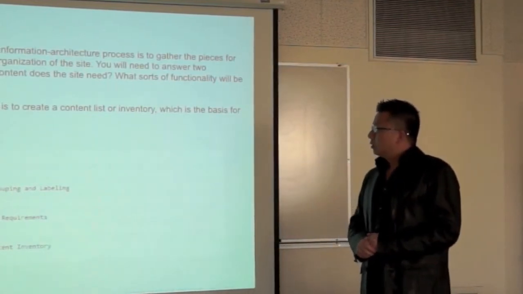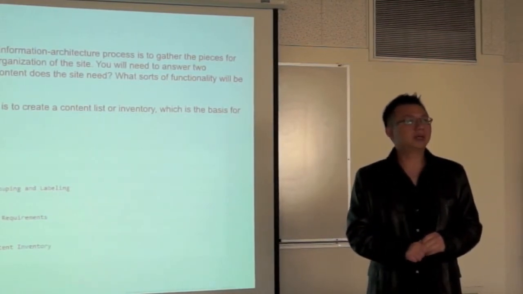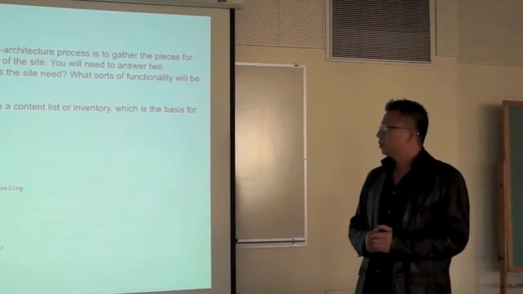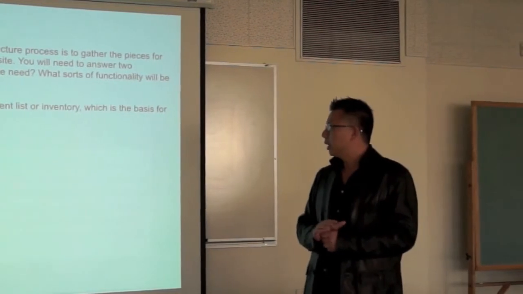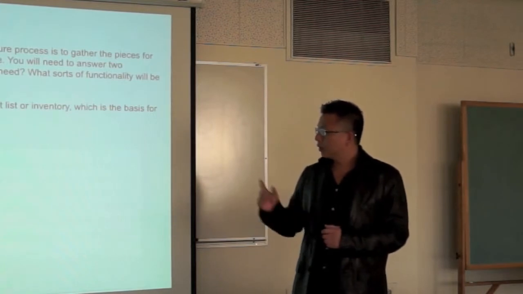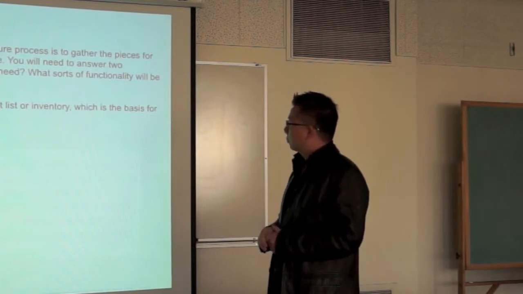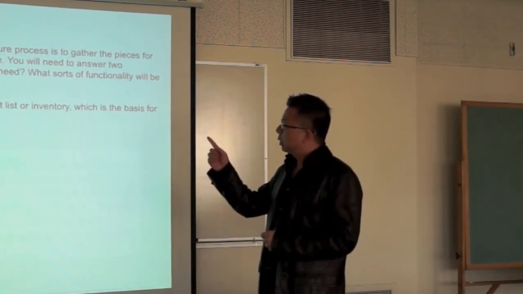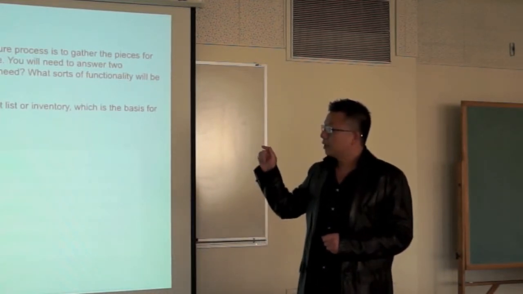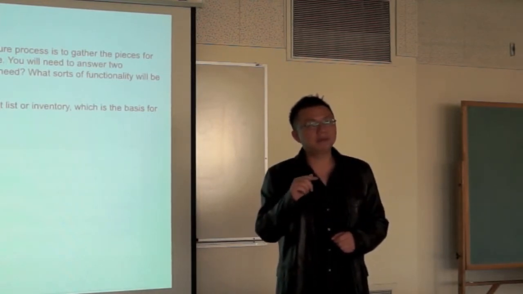Of course, deciding your site content is also very important, right? What's the content you want to provide? You also want to group your content, labeling your content. Last class you already came up with the feature list, right? So normally what you do is you decide your site content, then you create a content list. It's not like a feature list, it's a content list, or what we call a content inventory.